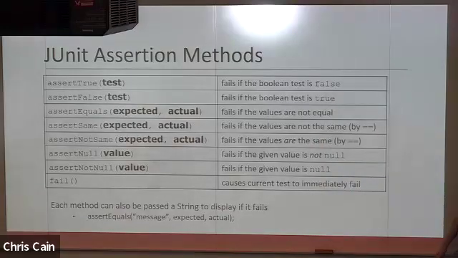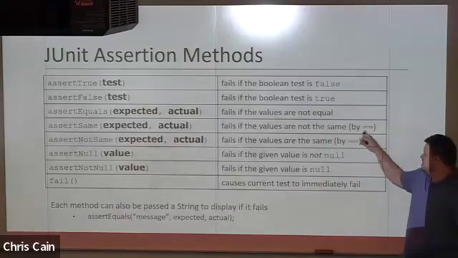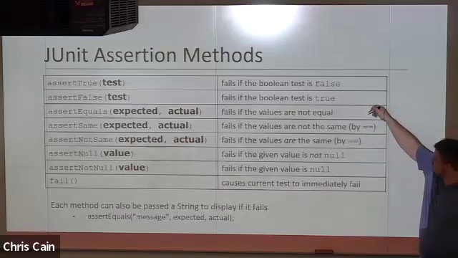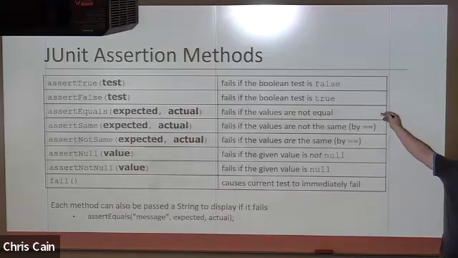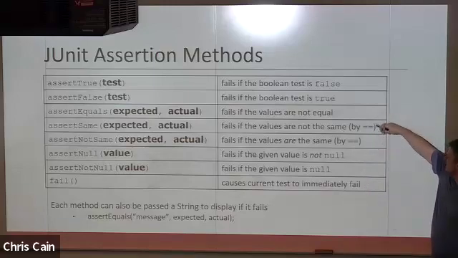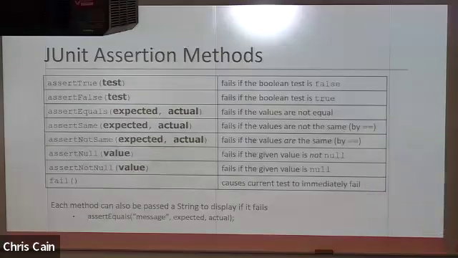Assert same checks if they're the same by equals equals. So again, this is kind of the dot equals. This is the equals equals that we talked about before, where this is more of a shallow copy and this is more of a deep copy. So different logic for the same kind of equality checking.